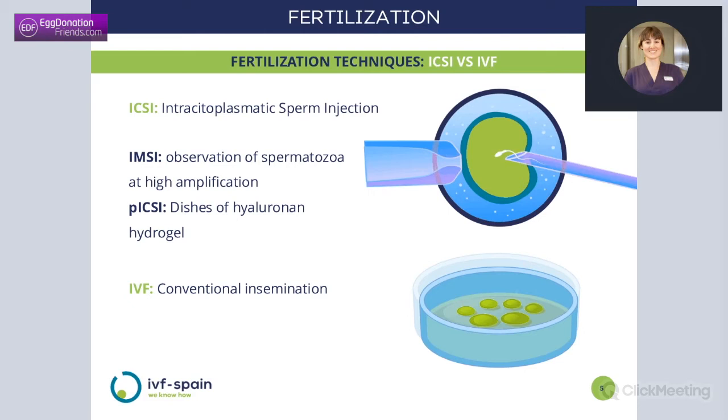And usually there's also a higher rate of abnormal fertilization. For example, there's a higher rate of embryos which have 3 pronuclei instead of 2 pronuclei. So you might miss out on some viable eggs. So the embryologist will decide which of the two techniques to use, depending on the egg quality, the sperm quality, and the previous history of the patient.